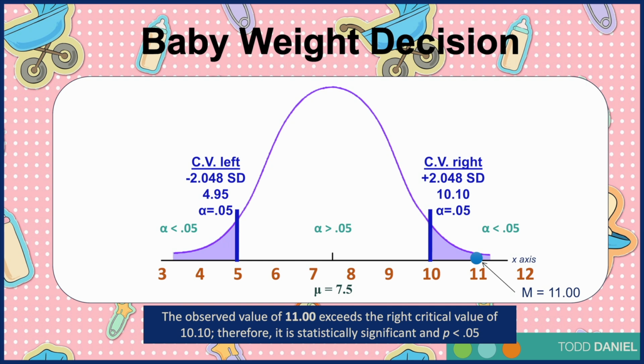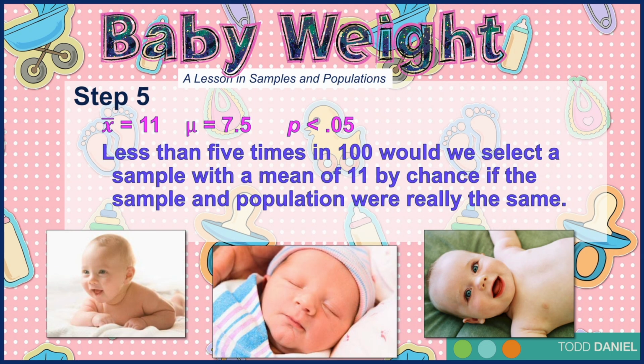But here is that number 11 sample mean. The sample mean is 11. We can see that is over this right fence, which means that there is a statistically significant difference. If we write this up, we would say that less than 5 times in 100 would we select a sample mean of 11 by chance if the sample and the population were really the same.